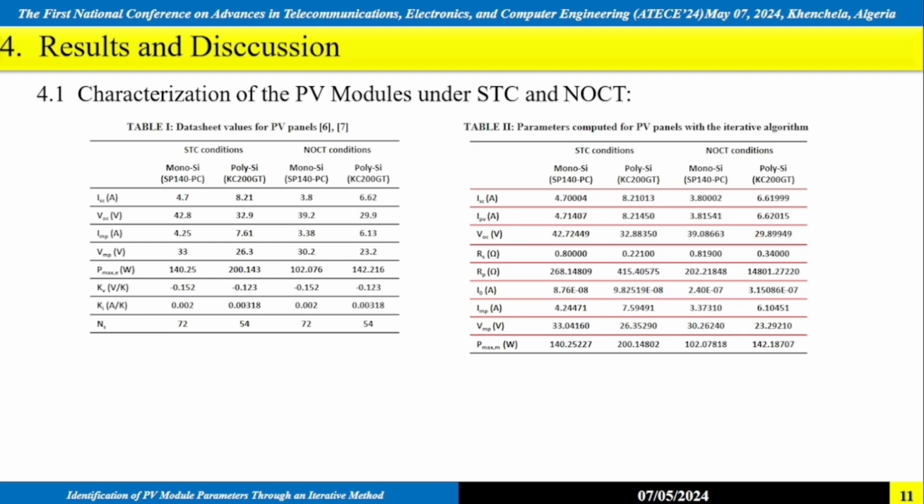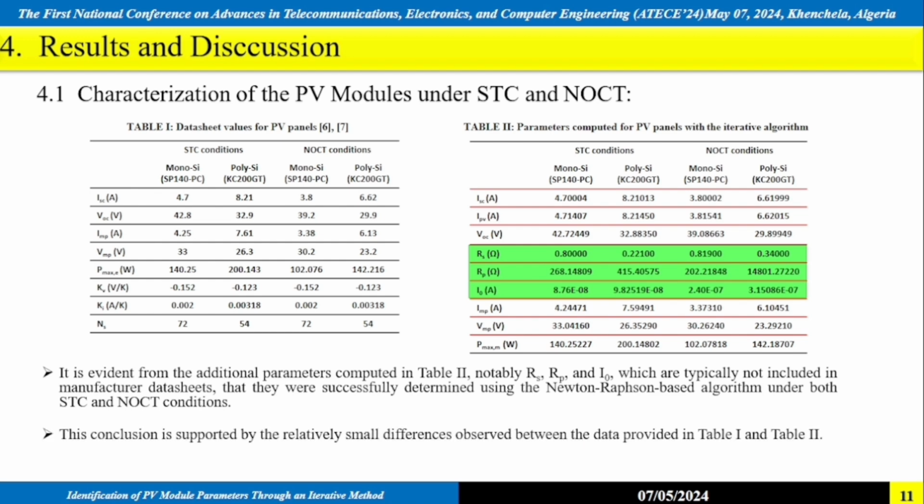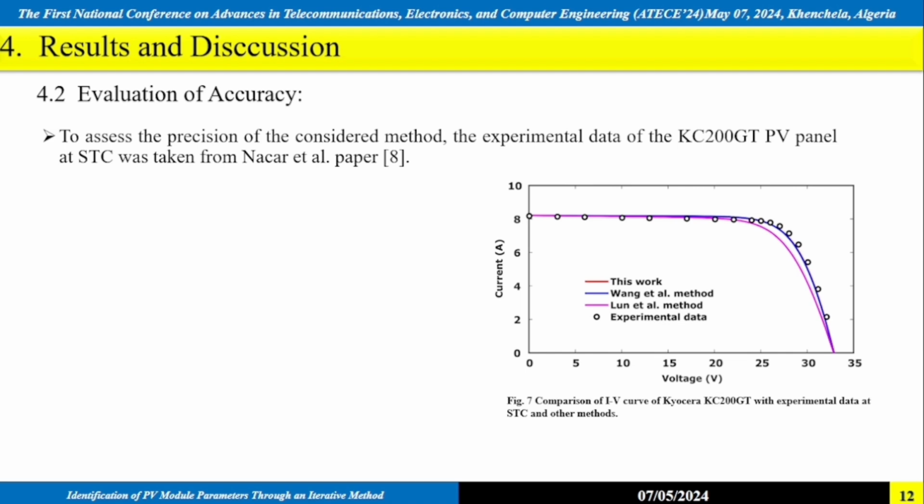Also, by taking a look at the calculated parameters for both PV panels, especially here RS, RP, and I0, which are typically not included in the manufacturer datasheet, we can see that they were successfully determined using the Newton-Raphson based algorithm under both NOCT and standard test conditions. This conclusion is supported by the relatively small differences observed between the data provided in Table 1 and Table 2. Moving on to the evaluation of the precision of this considered method.